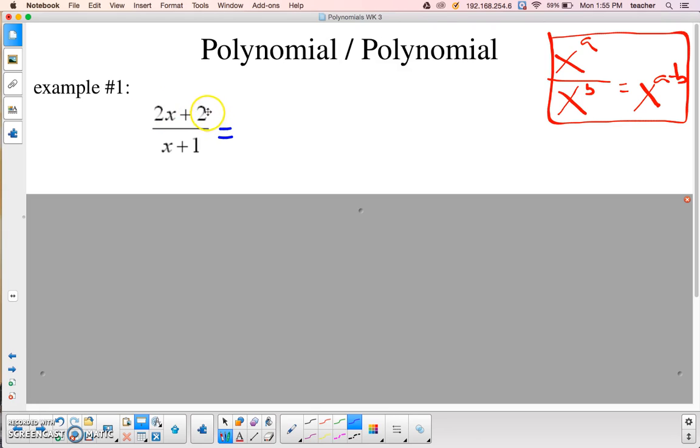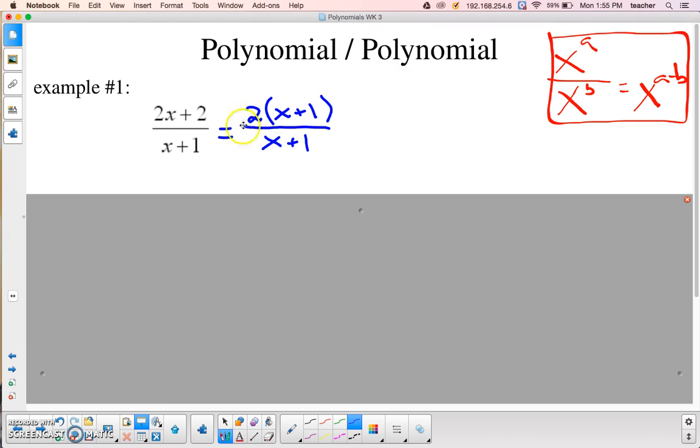a 2 in common. Remember, when you're factoring, always look for GCF first. If I factor a 2 out of those, I'm left with x, don't forget, plus 1. In the denominator, I can't do anything to it, but I have an x plus 1 and I need to keep it. Now you look to see if there are any expressions in common.